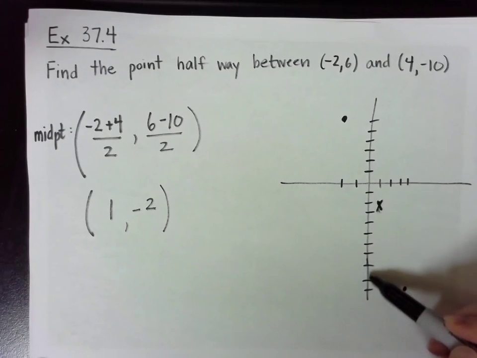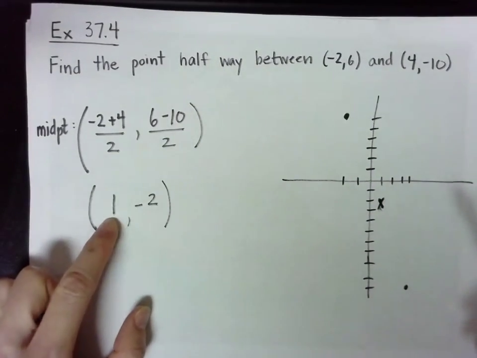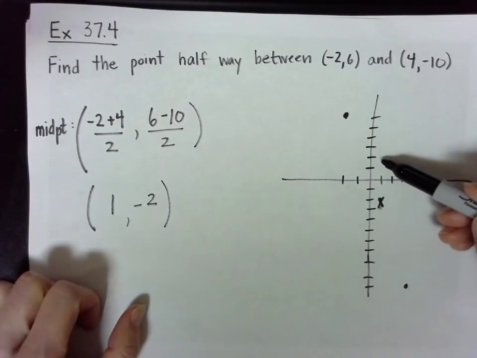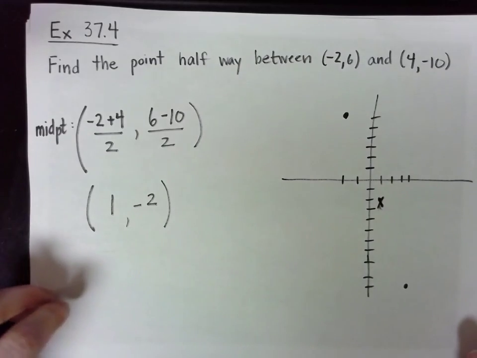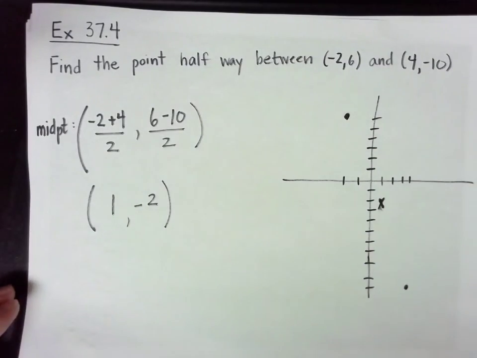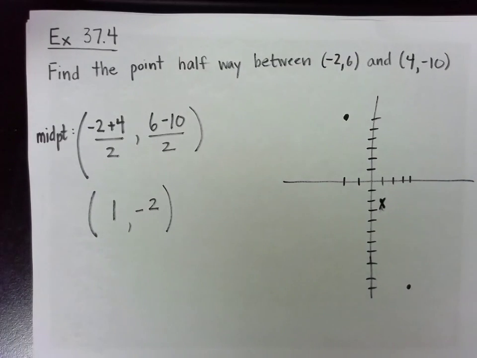I think this scale is kind of poor. But if I had gotten, say, +2 for the y-coordinate and it was up here, that's not very close. So at least it was close enough that I could see that I must have used the midpoint formula correctly. Okay, so that should do it for lesson 37. Let me know if you have any questions.